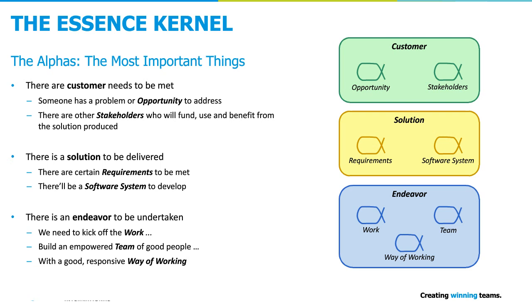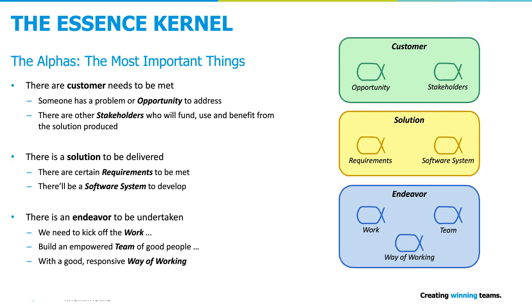So the essence kernel has seven alphas. You see these fishes, or whatever they look like. They are alpha symbols, all of them, the Greek letter alpha. And we have three different areas where all our elements are located.